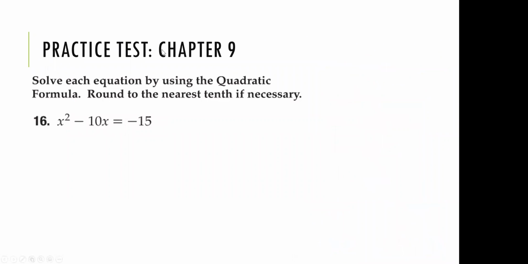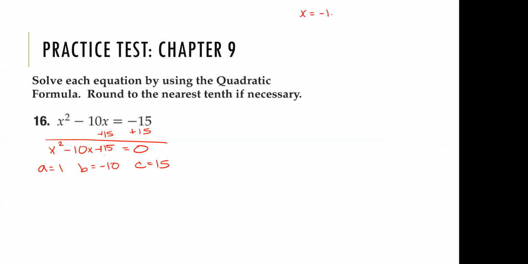All right, and here we have another problem that's asking you to solve using the quadratic equation. So first thing, we need to set it equal to 0. So I need to add 15 to both sides. So x squared minus 10x plus 15 equals 0. So a is equal to 1, b is equal to negative 10, and c is equal to positive 15. Okay, so now we plug that into our equation.